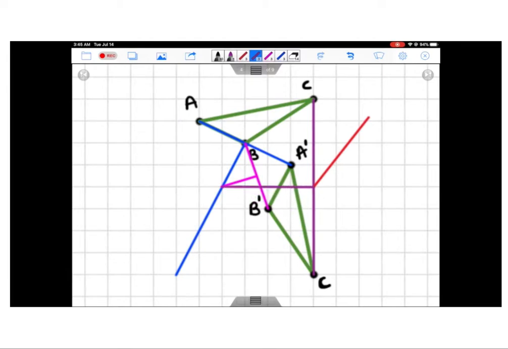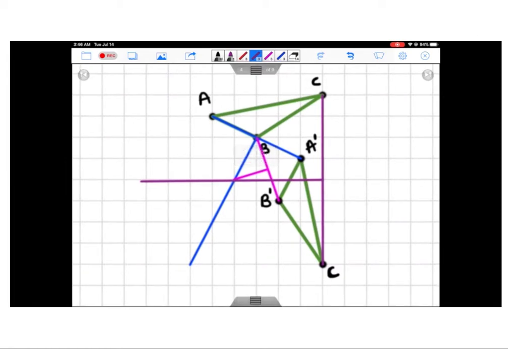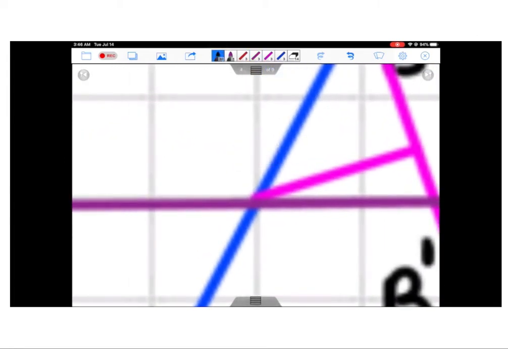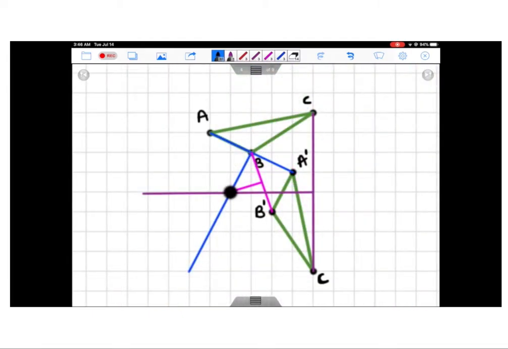It's going to form a right angle. I'm just going to draw that line out. That is forming a right angle with the first line, the line that connects C to C prime. So where those three lines that are perpendicular to the first line intersect, that is the center of rotation right there.